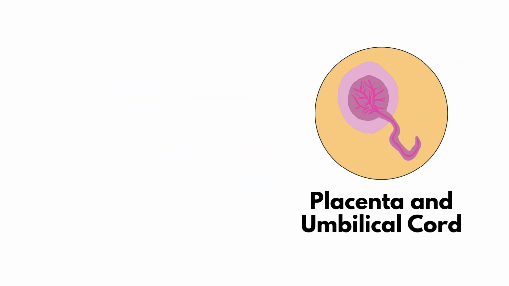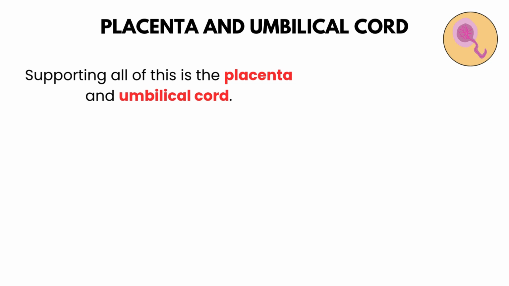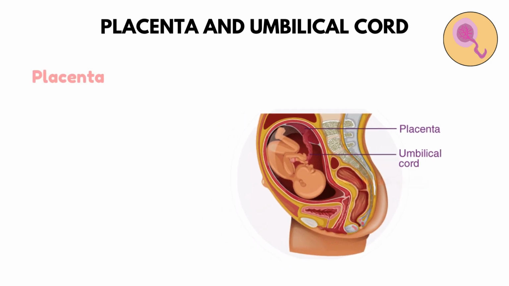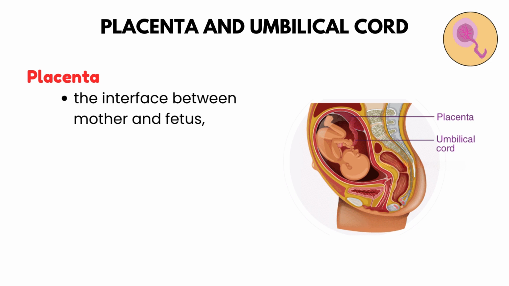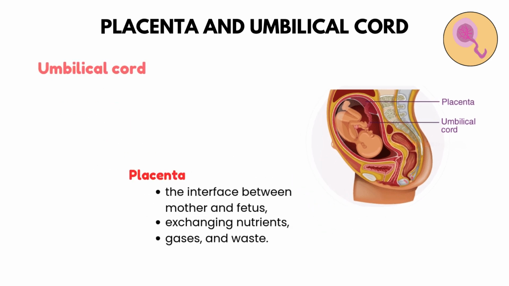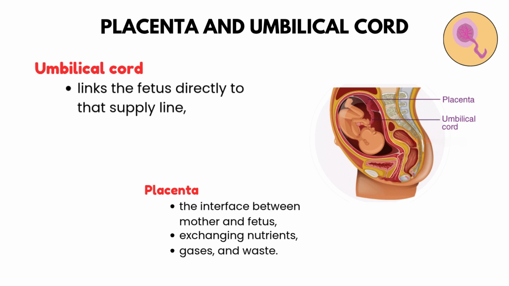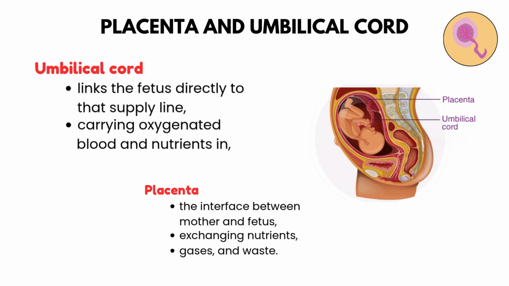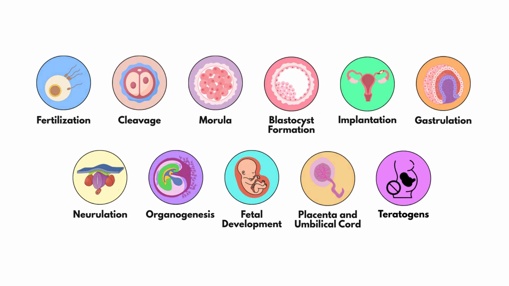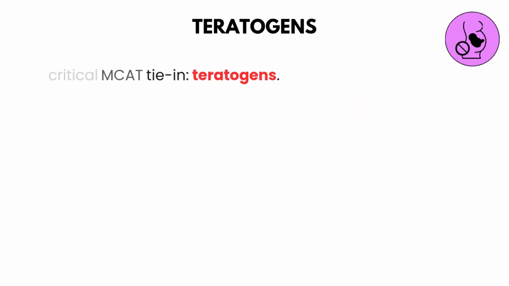Placenta and umbilical cord. Supporting all of this is the placenta and umbilical cord. The placenta is the interface between mother and fetus, exchanging nutrients, gases, and waste. The umbilical cord links the fetus directly to that supply line, carrying oxygenated blood and nutrients in and removing waste products.